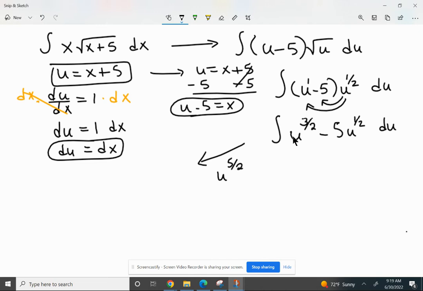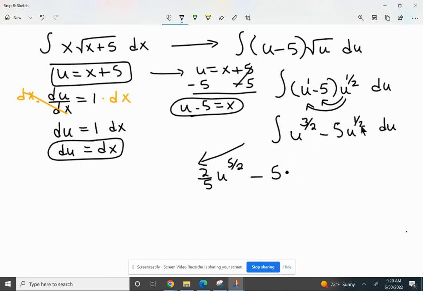Now you could divide by 5/2; we talked about this yesterday. But for this kind of problem, it's easier to think of it as 1 over 5/2 in front. And 1 over 5/2 is really just flipping it over to 2/5. So that's 2/5 u to the 5/2, minus 5. Just keep that constant.